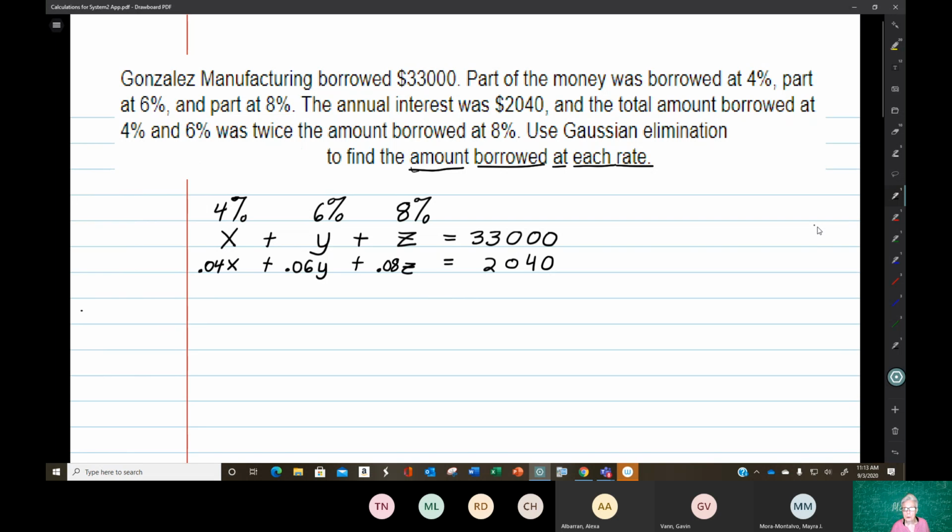Because now we're being told different stuff. The total amount borrowed at 4% and 6%, that's X and Y.